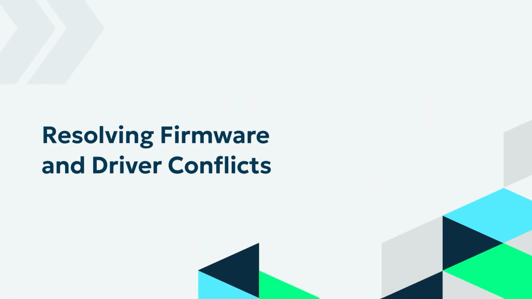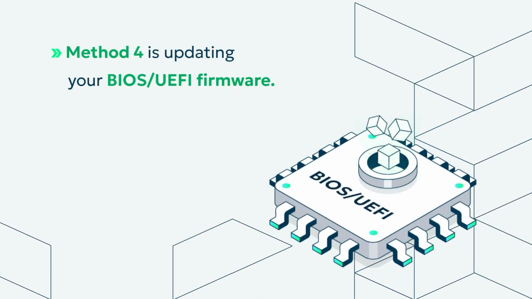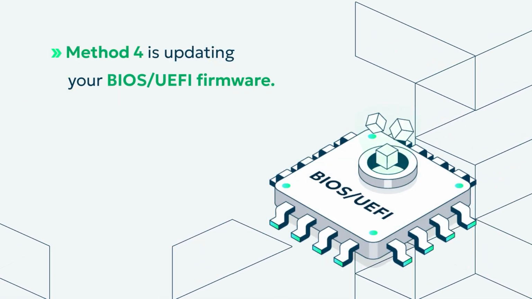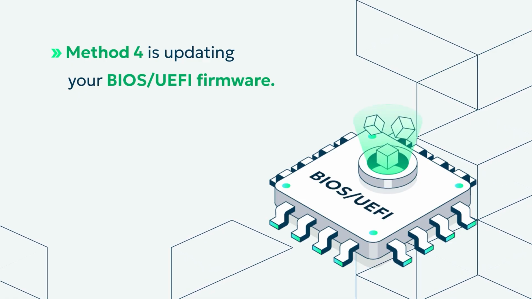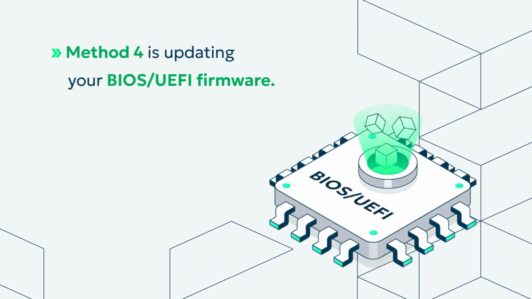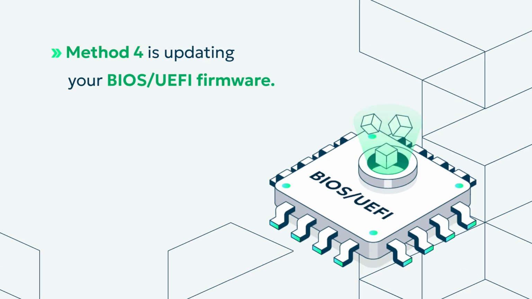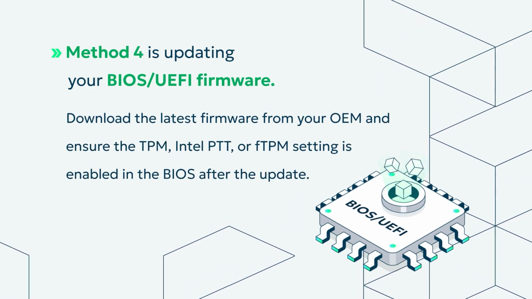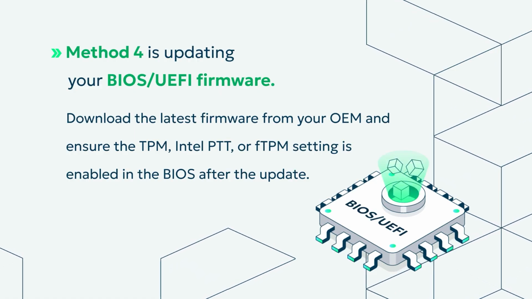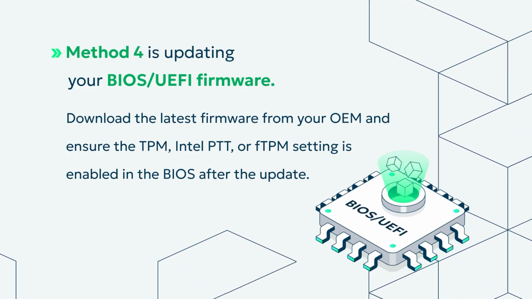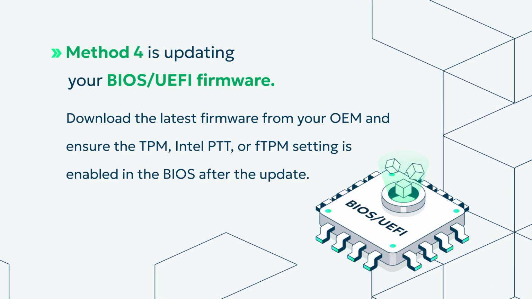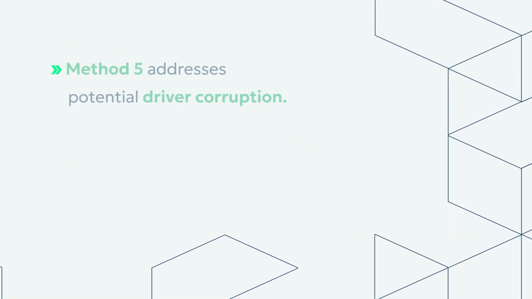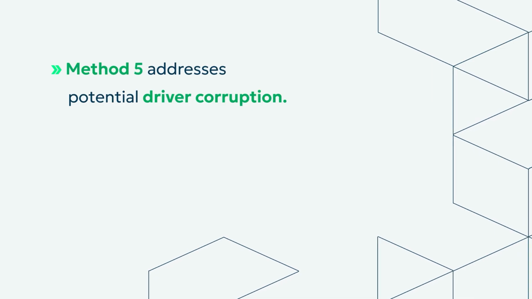Resolving firmware and driver conflicts. If clearing the TPM doesn't work, we move to the hardware level. Method 4 is updating your BIOS/UEFI firmware. This is a high-risk process, but it's often necessary to resolve initialization and incompatibility issues. Download the latest firmware from your OEM and ensure the TPM, Intel PTT, or fTPM setting is enabled in the BIOS after the update. Method 5 addresses potential driver corruption.